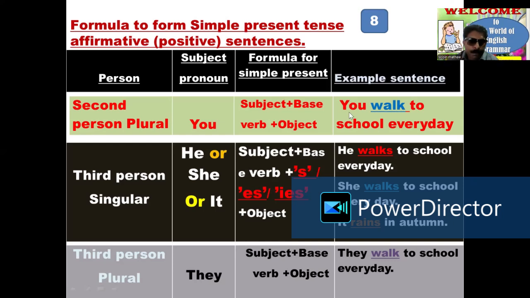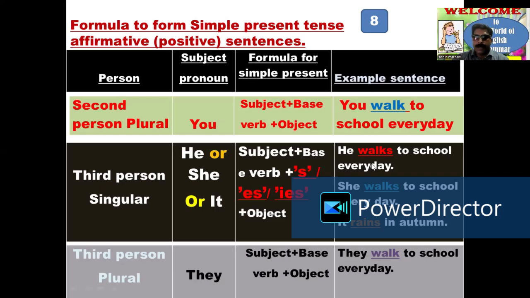Okay, let's move to the third person plural. What is the third person plural? Third person plural is they. By using third person plural subjects to form simple present tense, we will use the formula subject plus base verb plus object. As usual, there is no change in the rule, like first person singular and plural, second person singular and plural, and third person plural. All these have the same rule. Here, they is the subject, that is third person plural. Walk is the base form of the verb. School every day is the object.